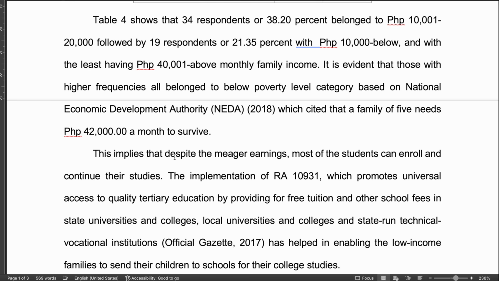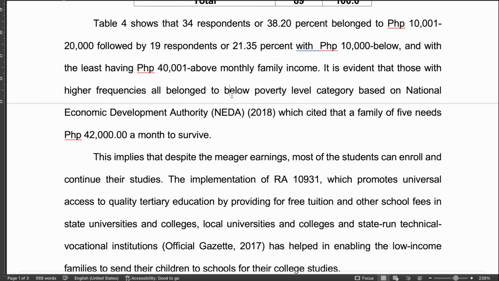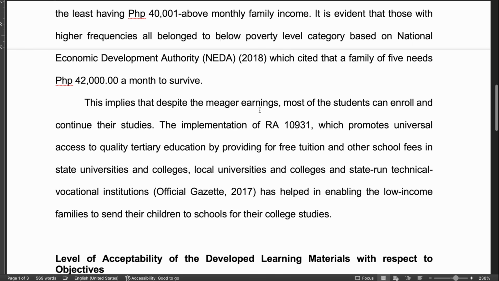By the way, di ko na-mention kanina, kapag nag-i-interpret, syempre, meron tayong implication. Yung hindi direktang sinasabi, hindi explicit, kundi siya ay implicit. Kapag sinabing implicit, hindi mo siya makikita dun sa data mismo, hindi siya direktang sinasabi. Okay, so implication. This implies that despite the meager earnings, most of the students can enroll and continue their studies.